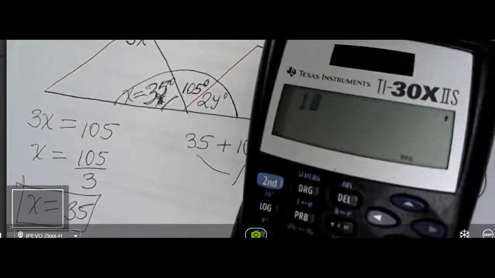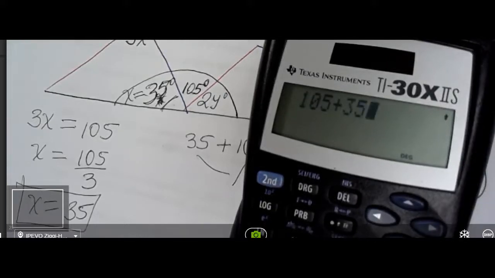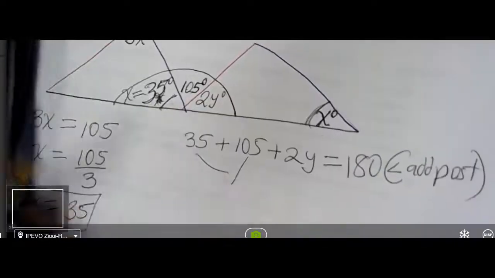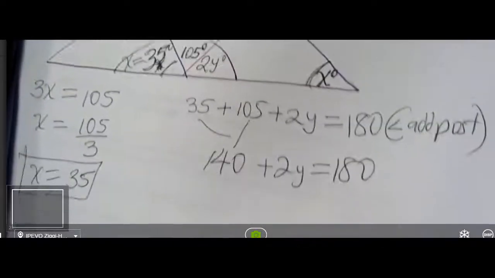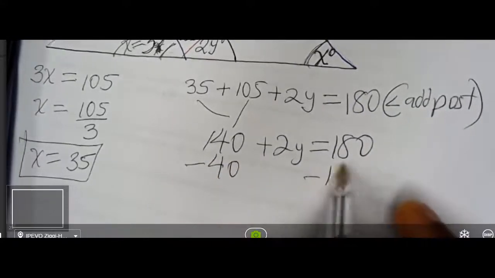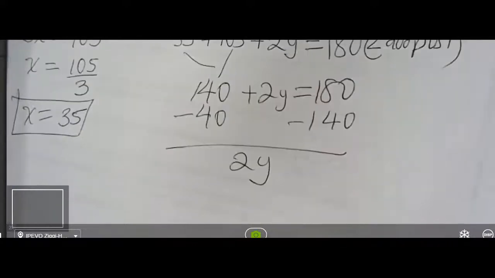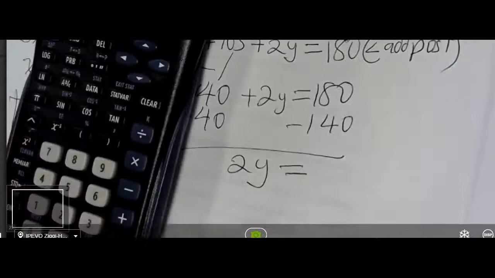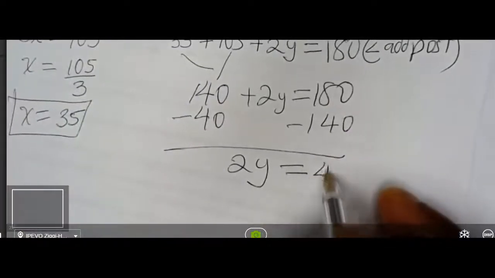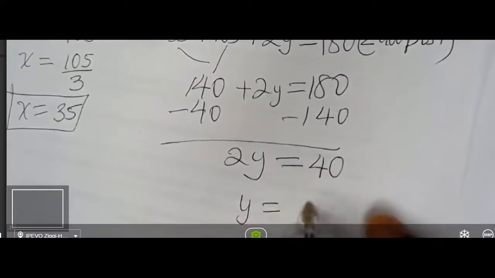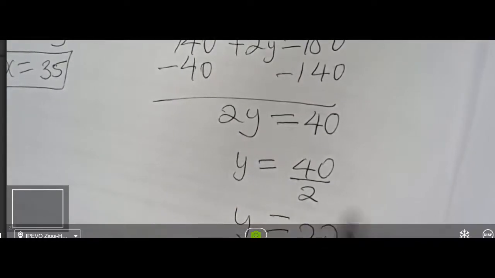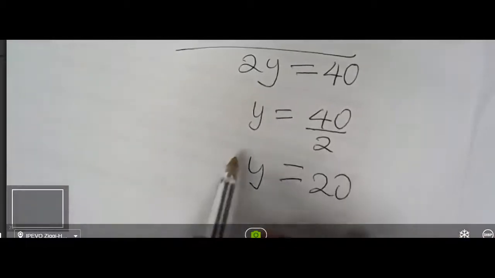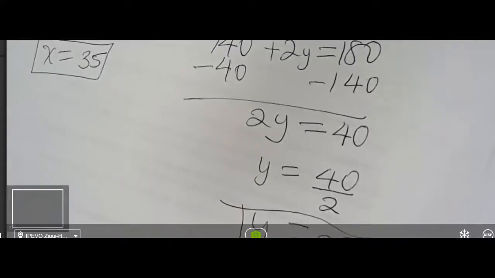So if we add this up, 105 plus 35 is equal to 140. So we have 140 plus 2y equals 180. If we subtract 140 from both sides, 2y is going to equal 180 minus 140, which is 40. So y is going to be 40 divided by 2, which is 20. Okay, so y is 20 and x is 35 to make those parallel.